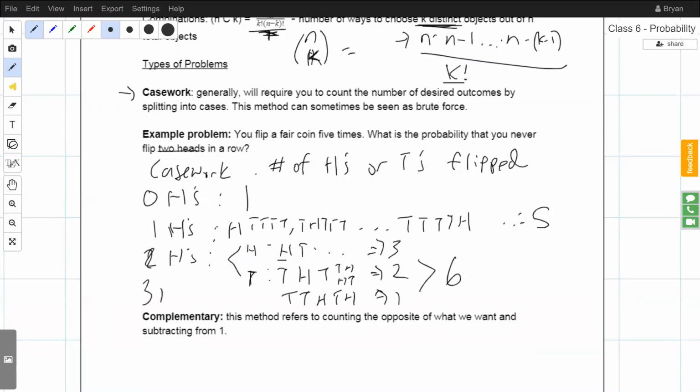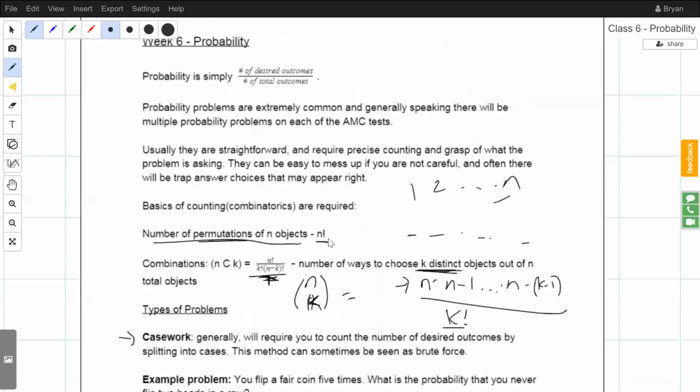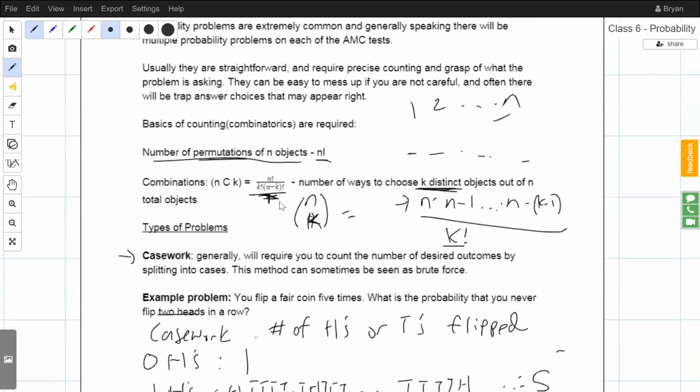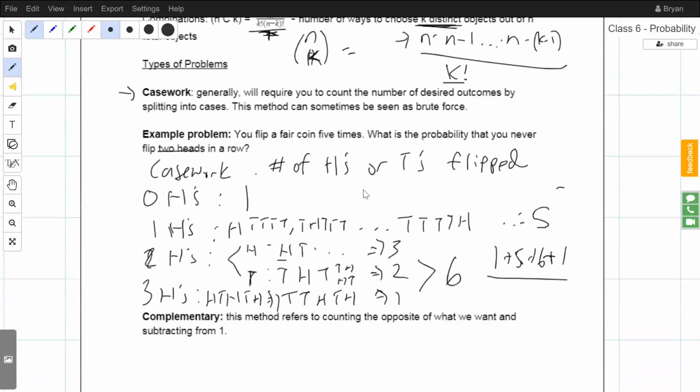And finally, our last case is when we flip 3 heads, and what happens here is that there's only one possible way: heads, tails, heads, tails, heads. This is 1. So in total, it's 1 plus 5 plus 6 plus 1, over the number of total outcomes. Desired outcomes is 1, 5, 6, 1, so this is going to be 13. And the number of total outcomes is going to be 2 to the 5th, as each flip can be heads or tails. So the probability is 13 over 32.